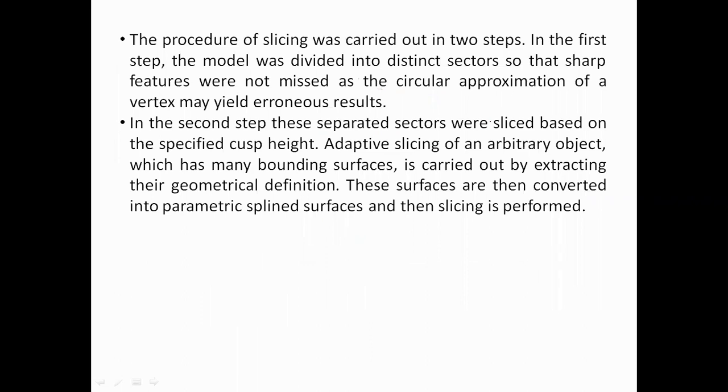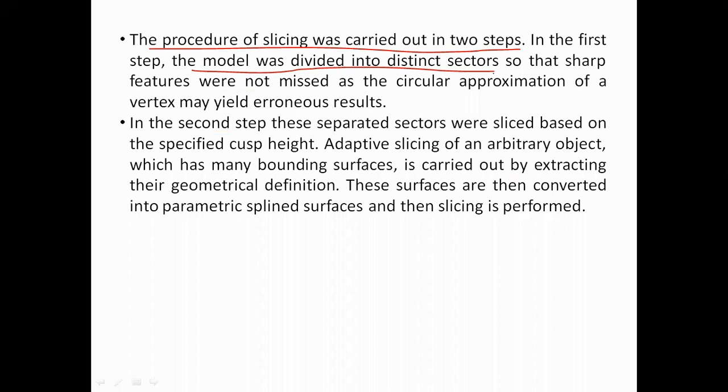What they found out was that directly you cannot get the optimal layer thickness. Directly it is not possible to get the layer thickness in an optimal range. So the slicing procedure was carried out in two steps. In the first step, they used the model to divide it into distinct sectors. Why distinct sectors? So that if a model has any feature which cannot be left out, then that part should not be missed in the approximation range.